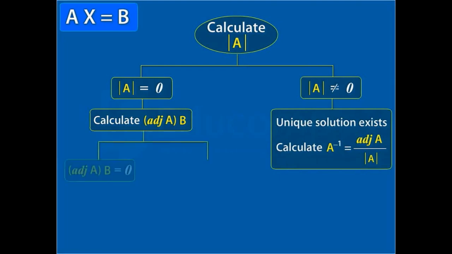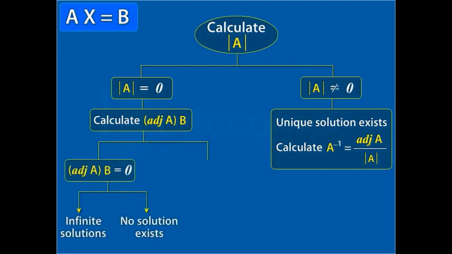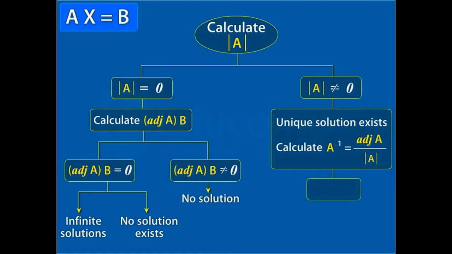If the product A times adjoint A is 0, then either infinite solutions or no solution will exist. Now multiply both sides of the equation AX equals B by A inverse. Then X can be calculated as A inverse B.